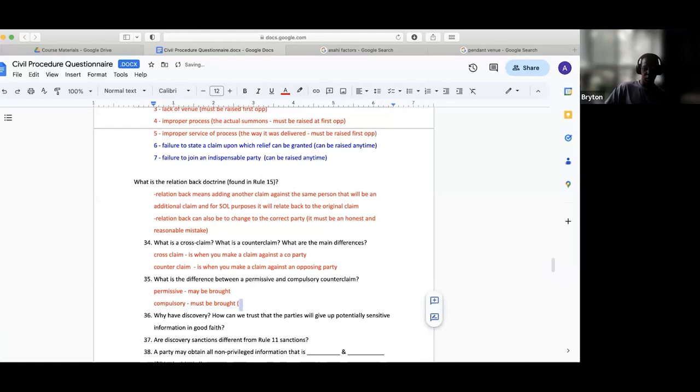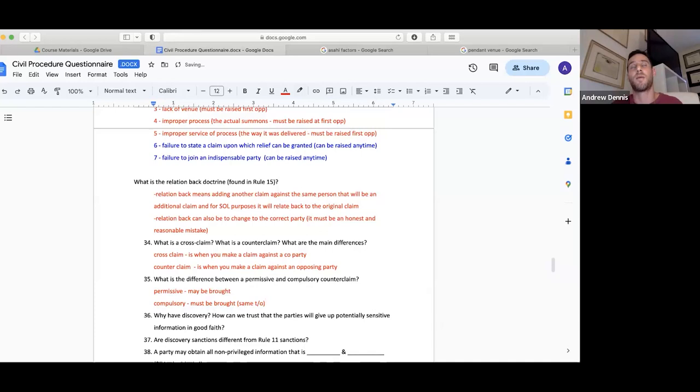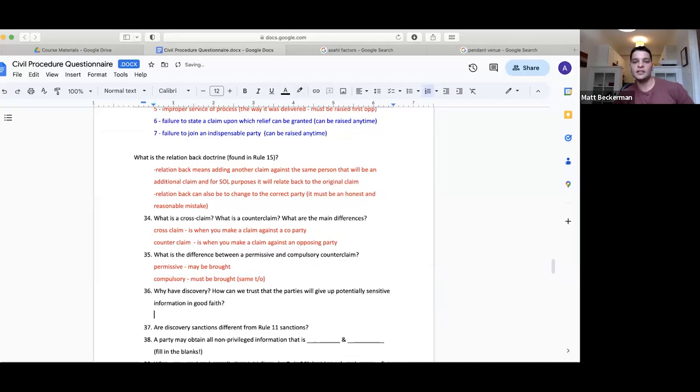When we were talking about nucleus of operative fact and we were doing supplemental jurisdiction. Some of these concepts replay themselves. It doesn't mean you legally have to bring it. What it means is that if you don't bring it in this case, you're precluded from bringing it again. So when it says must, it means you must do it now or never. It doesn't mean you must do it now. Yeah, use it or lose it.